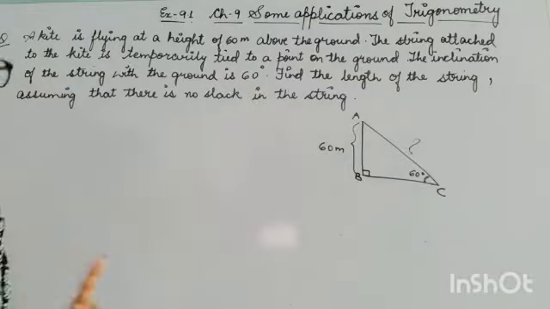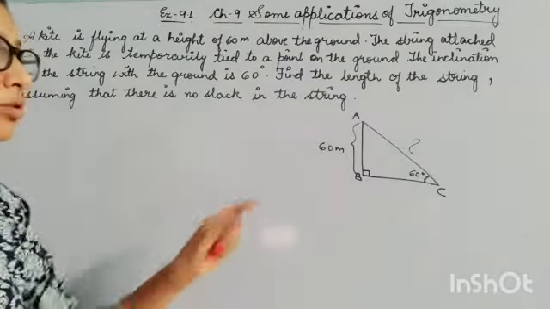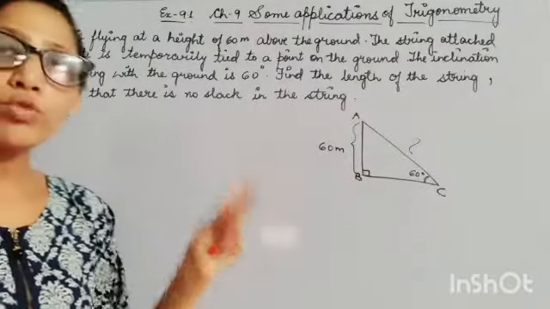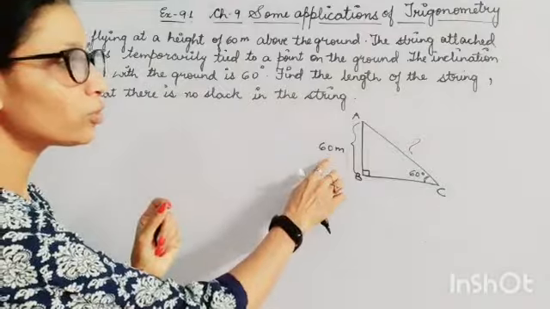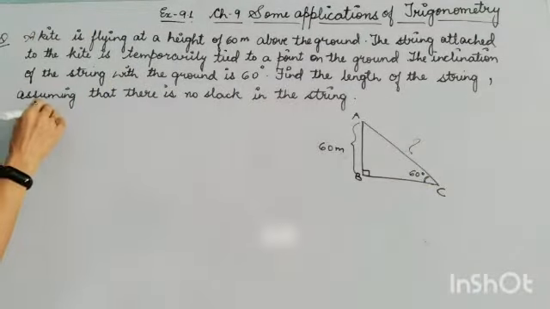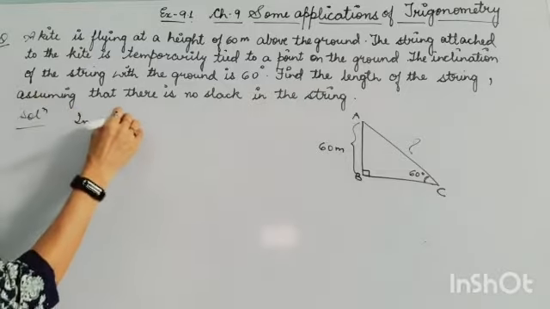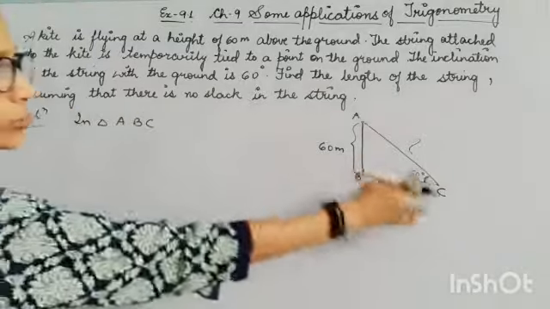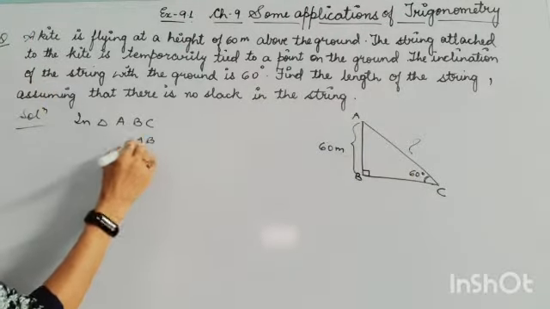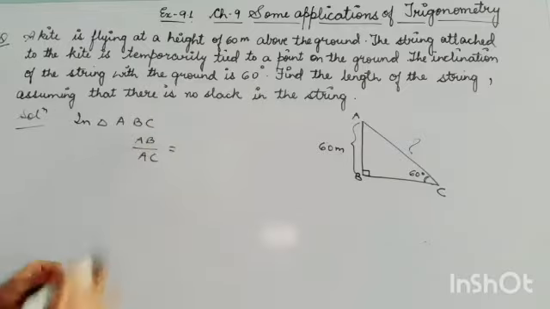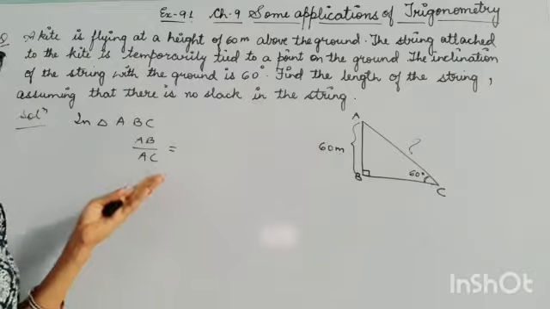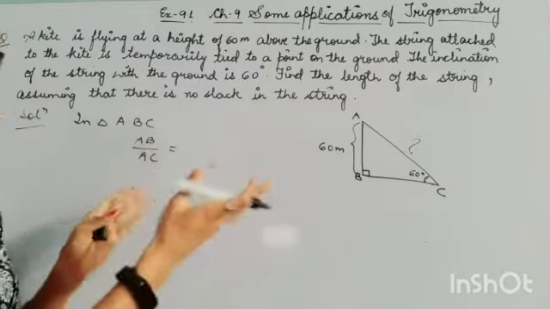So I told you in the trick that first of all you make the diagram and then you take two sides, one side which is given to you and the other side which you want to calculate. So I will be writing it as, in triangle ABC, I want to find out AC, so I will be taking the ratio of these two sides. So I can write AB by AC. Now AB by AC ratio is of what trigonometric ratio? Is this sine, cos, tan or what?